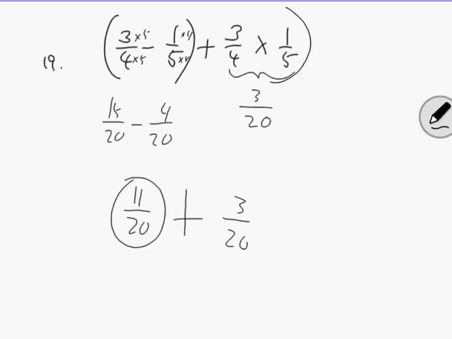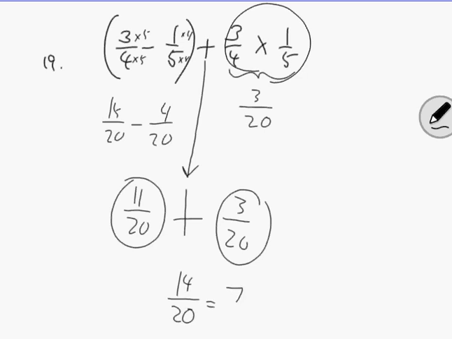I did my multiplication next, I got this. I didn't change where they were, and this addition sign is the last thing I'm going to do. I'm going to add 13/20 to 3/20 to get my answer, which is 14/20, which in lowest terms is 7/10. Okay? A lot of you guys were doing something bizarre.